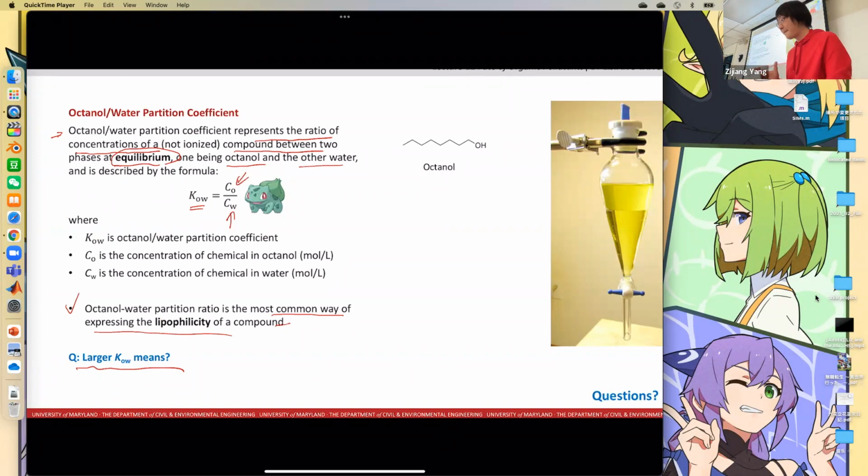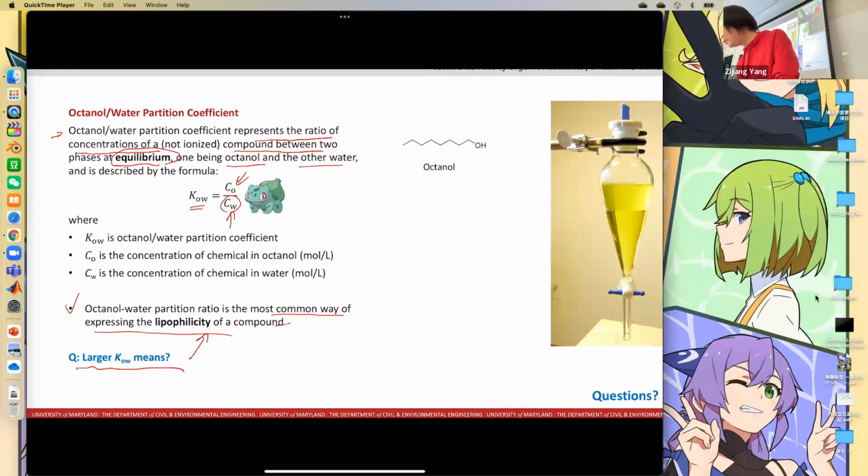The concentration of the chemical in octanol is higher. Yes, and it can also tell us that this chemical prefers to stay in the organic phase rather than the water phase. That's why this can be an indicator of the lipophilicity or hydrophobicity.